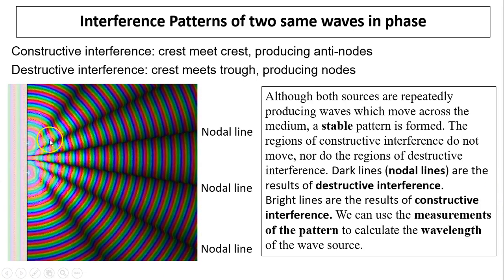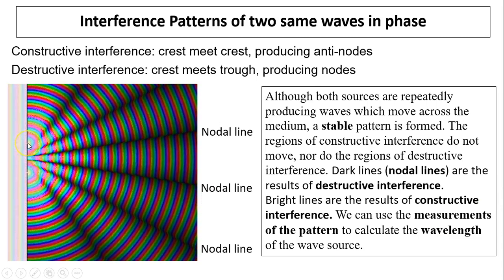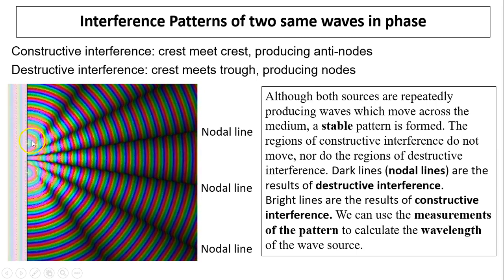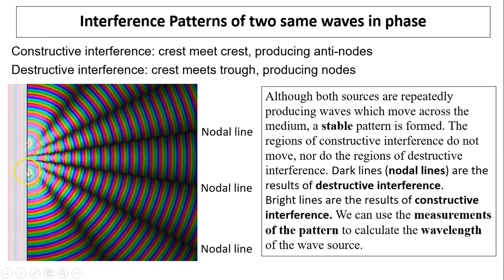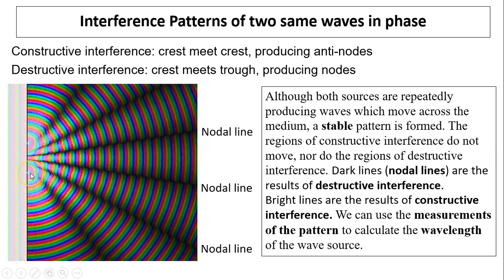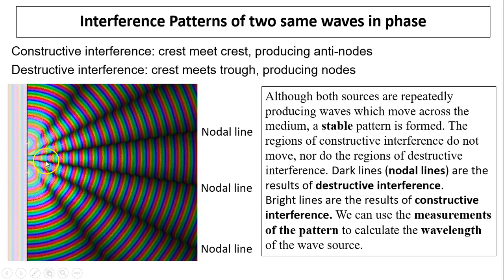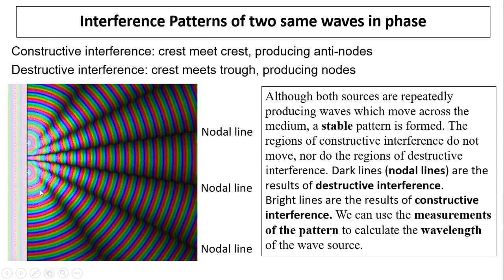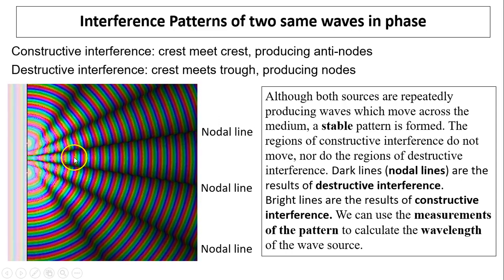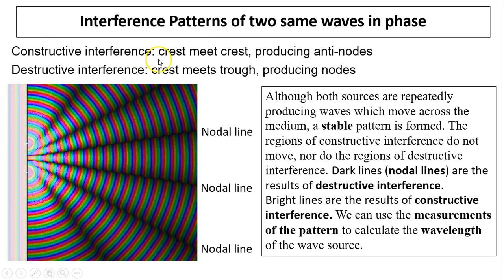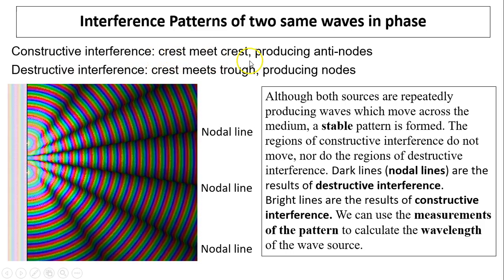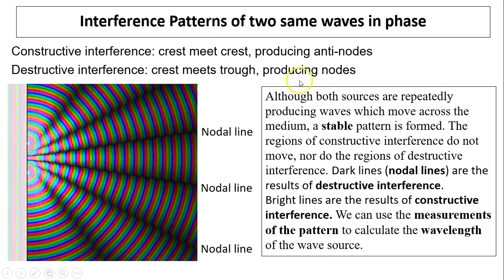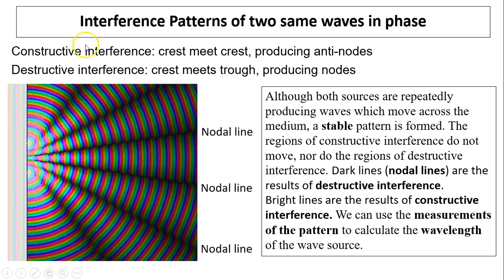So if you have two same waves, such as water waves, part of one going over here, part of two going over here, this wave is going to diffract. So is this wave going over the opening. Because of diffraction, these two waves are going to meet. And when they meet, interference is going to start. Constructive interference is when a crest meets another crest. Destructive interference is when a crest meets a trough, producing nodes.